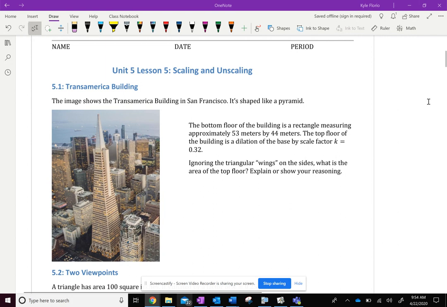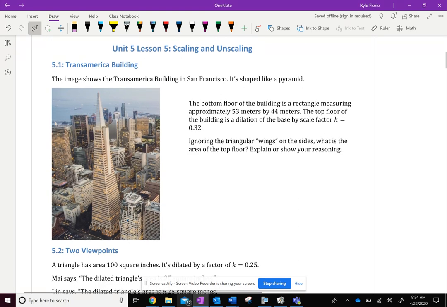In this lesson, we're going to work backwards from Lesson 4. In Lesson 4, if I gave you the scale factor, you could tell me what the new area is. In this lesson, if I tell you what the dilated area is, can you tell me what the scale factor had to have been? So it's going to be working a little bit backwards. The first example, though, is just a warm-up to use what we did in Lesson 4.